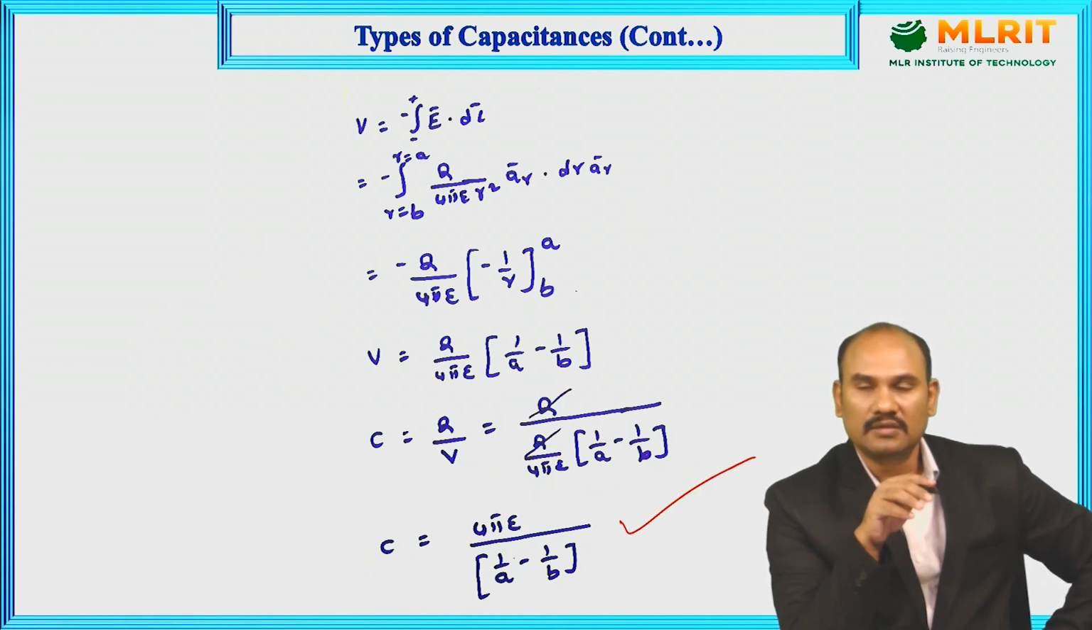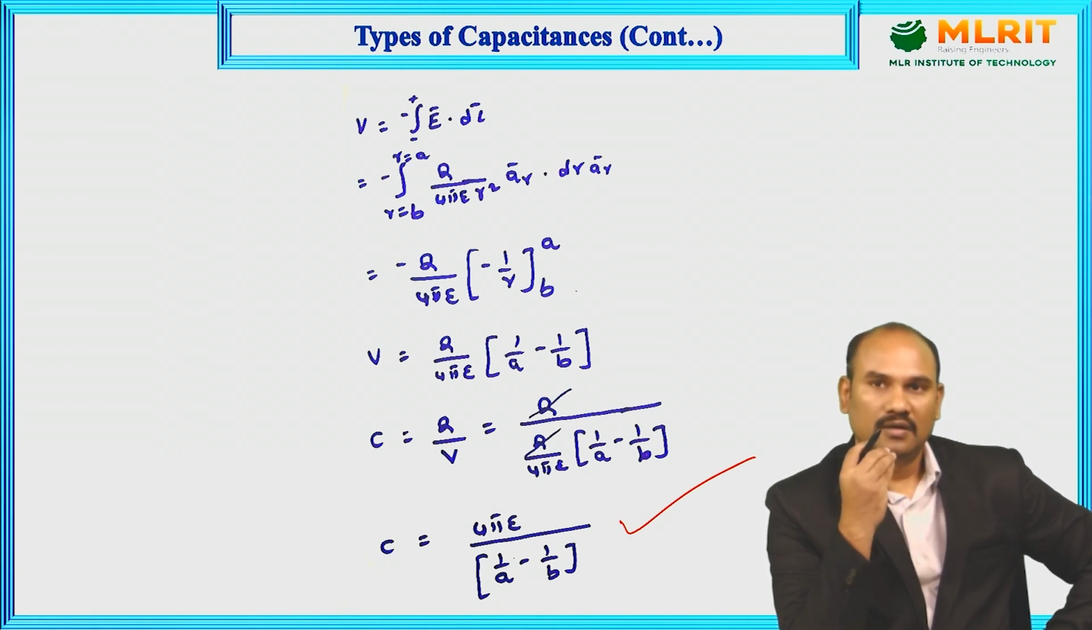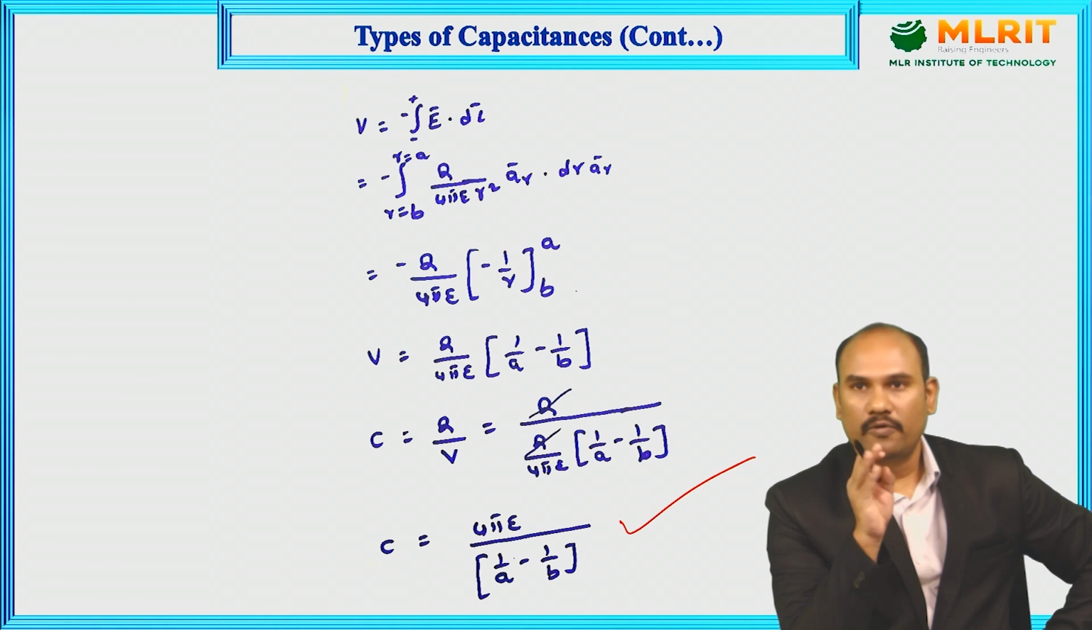This procedure remains the same for every type of capacitor, no matter whether it is parallel plate or spherical or coaxial. Irrespective of the geometry of the capacitor, the procedure to evaluate the capacitance remains the same.